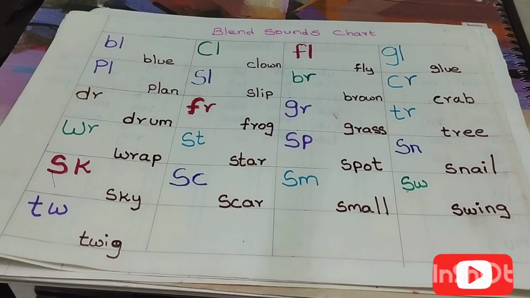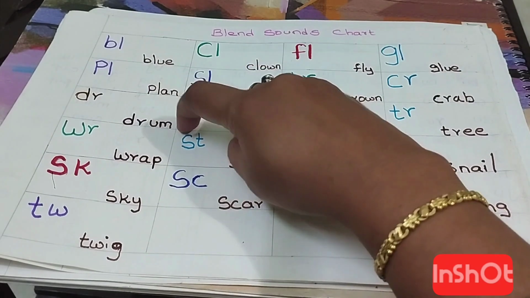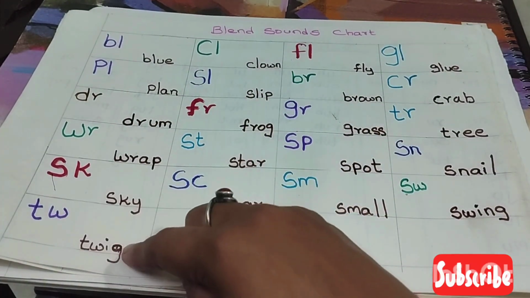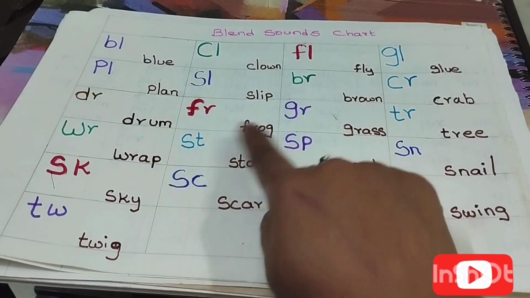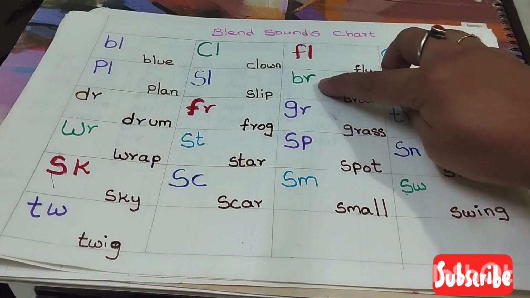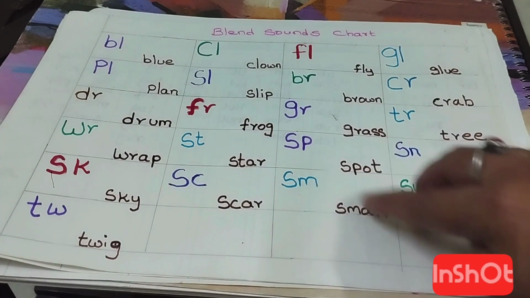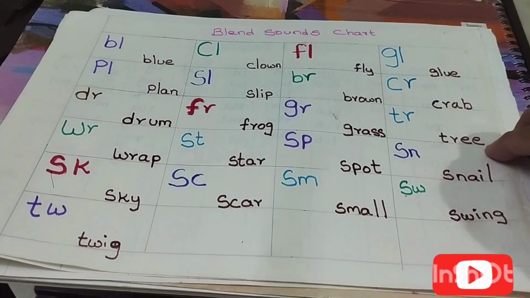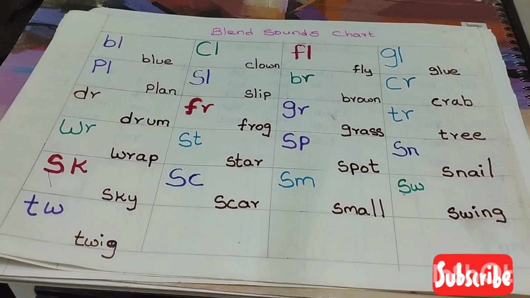For example, bl, blue; pl, plan; dr, drum; cr, crab; sk, sky; tw, twig; cl, clown; sl, slip; fr, frog; st, star; sc, scar; fl, fly; br, brown; gr, grass; sp, spot; sm, small; gl, glue; tr, tree; sn, snail; sw, swing; tw, twig.